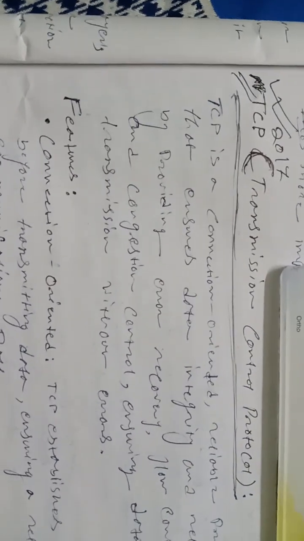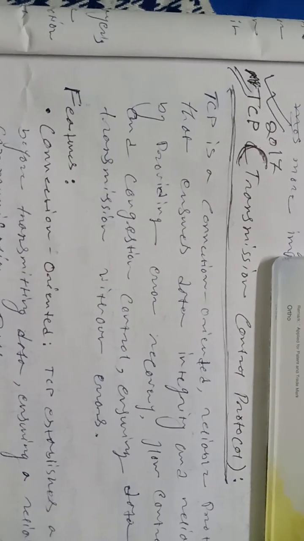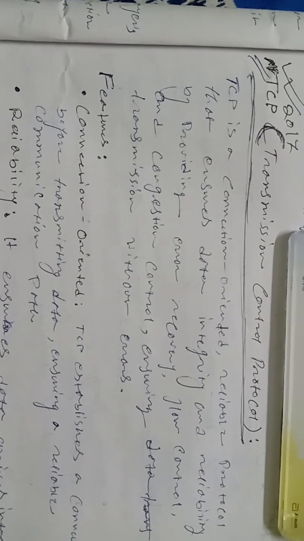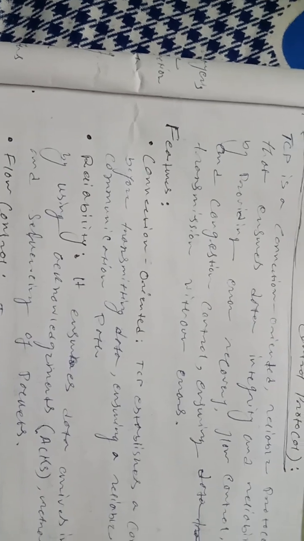So the next is TCP, or Transmission Control Protocol. TCP is a connection-oriented, reliable protocol that ensures data integrity and reliability by providing error recovery, flow control, and congestion control, ensuring data transmission without error. Let's see its features. The features of TCP are, first, connection-oriented. TCP establishes a connection before transmitting data, ensuring a reliable communication path.